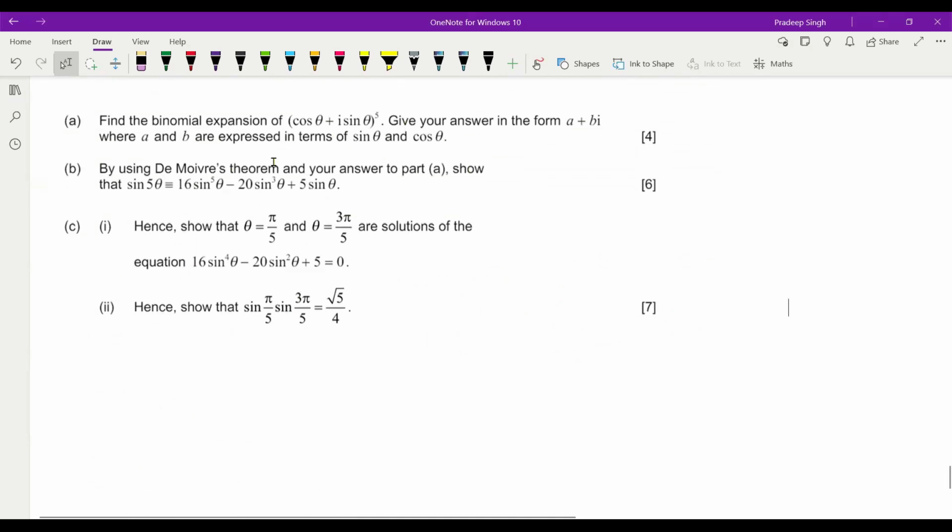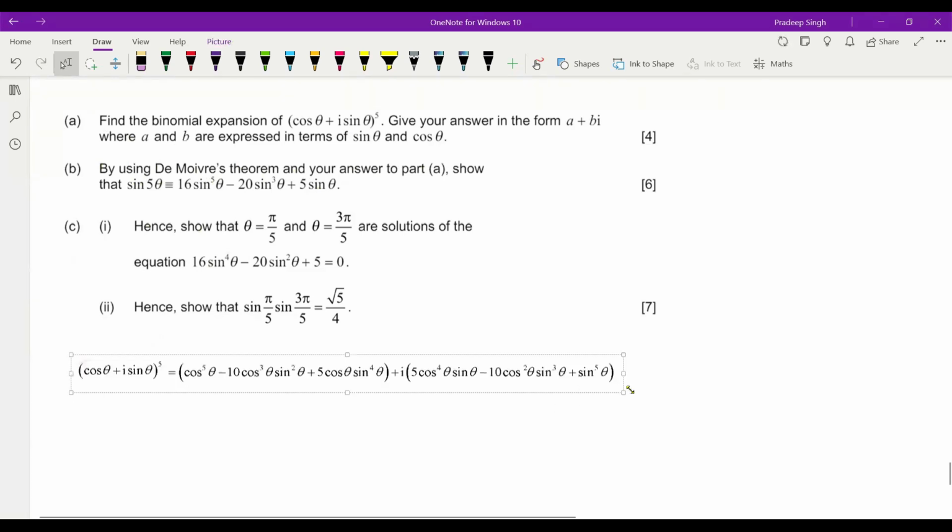Now moving to part B, we take the answer which we found in part A, and using De Moivre's theorem, we are supposed to prove this expression for sin 5 theta. So the expression which we got in part A was this.